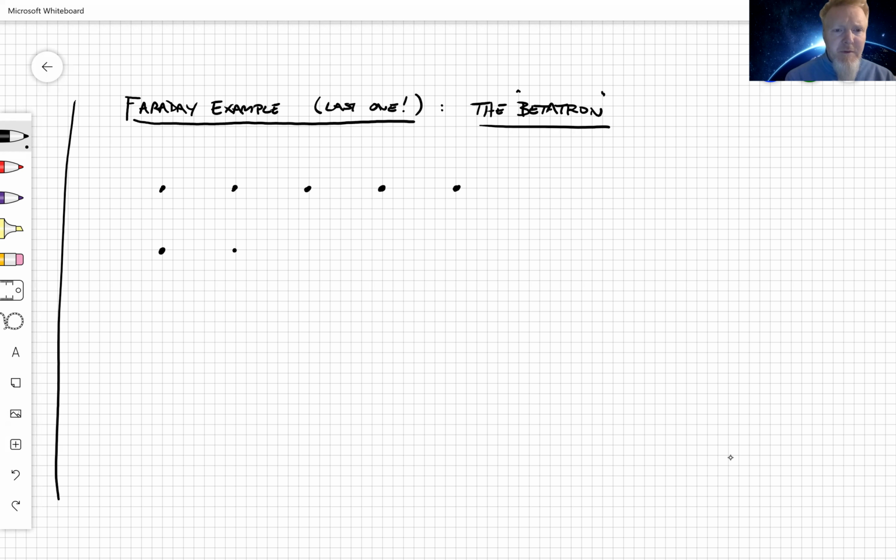Let's go for this one. Okay, so here's a B field. I'm going to draw it as if this is the top view of it. Of course, it's coming out of the page, which is why all the dots are here. Okay, so that's B.